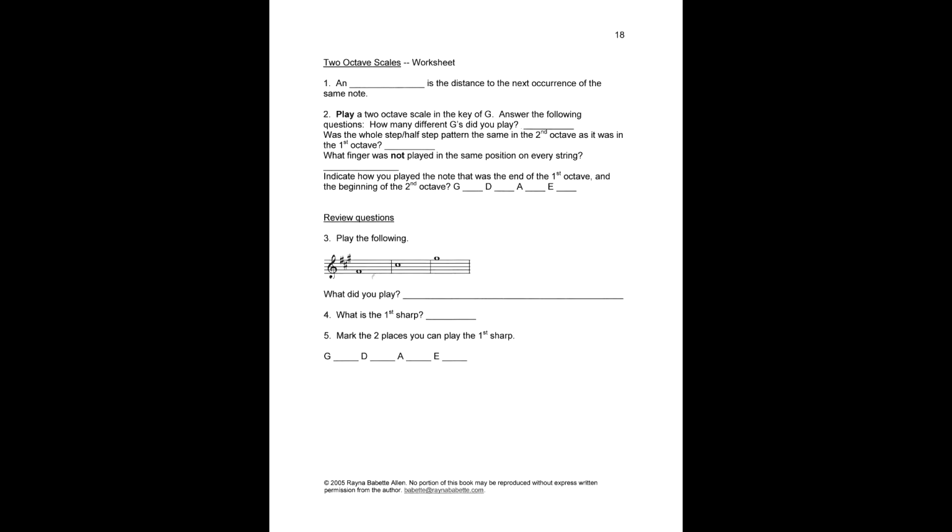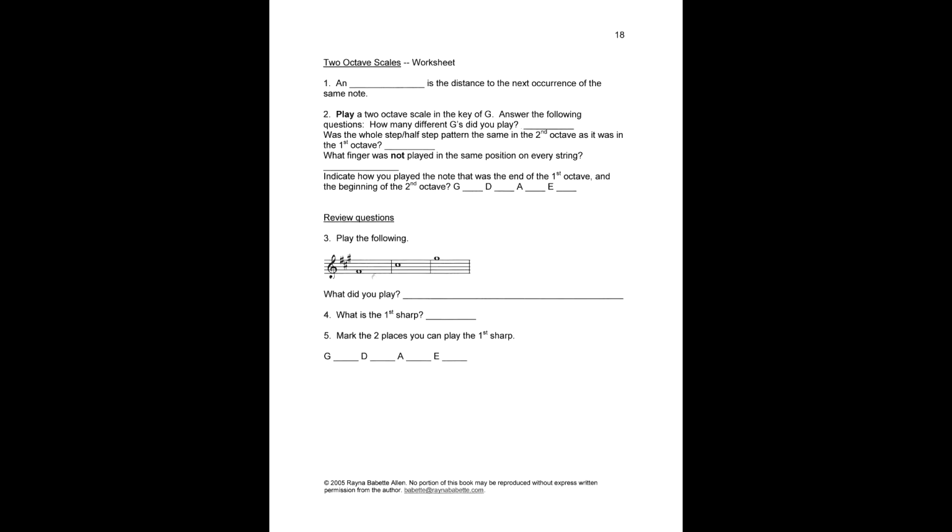Now, what did you play? Well, we've never played those notes in that order before, but you should know what they are because it's starting with the second finger on the D string, and then it's moving that over to the A string, and then over to the E string. So what you just played were the first 3 sharps, F sharp, C sharp, and G sharp.